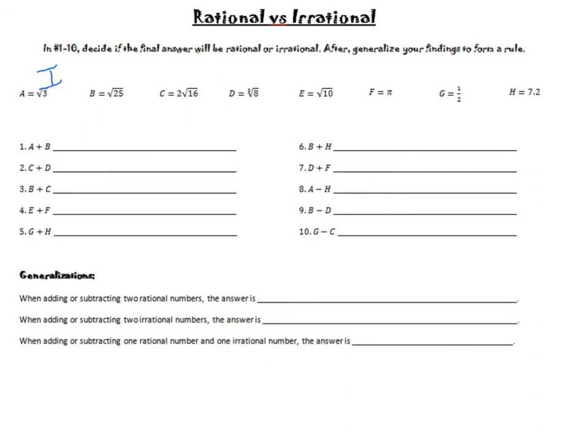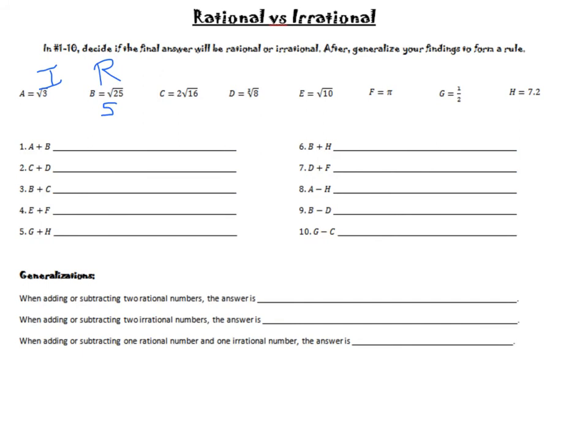Continuing, B is equal to the square root of 25. We should all know that that's 5, which means it's rational. It's a perfect square. So continue on through C through H. Okay, and decide if each one of them is rational or irrational. Okay, if you need to use your calculator at any point, you can. Okay, remember we've talked about how to type in radicals into our calculator. And then what you're going to do for 1 through 10 is see what you came up with and decide if your answer is rational or irrational.